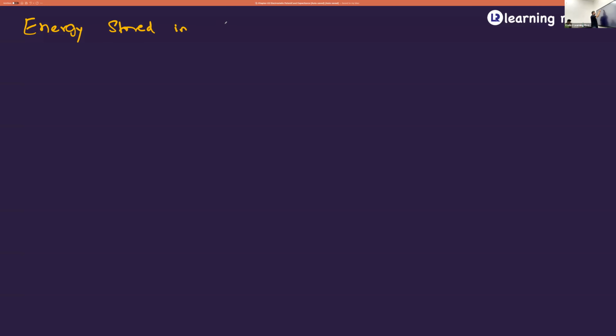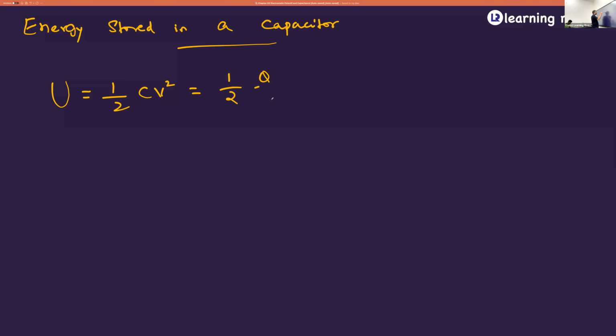So what is energy stored in a capacitor? See, I'm not teaching you the derivation because it's already there. You will get the energy to be equal to half CV square, but C can be written as Q by V. So you write half Q by V into V square. V and V will get cancelled, which gives QV by 2, or you will get Q square by 2C also. So this is all about the energy stored in the capacitor.